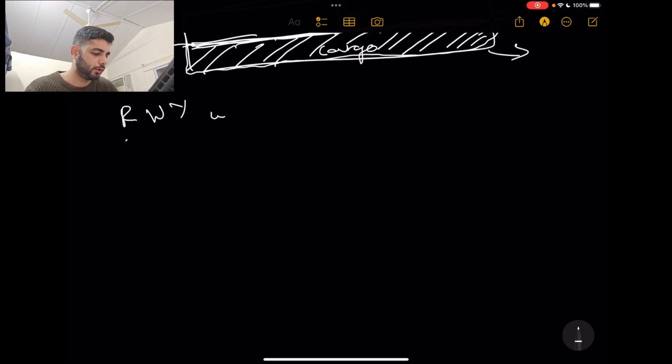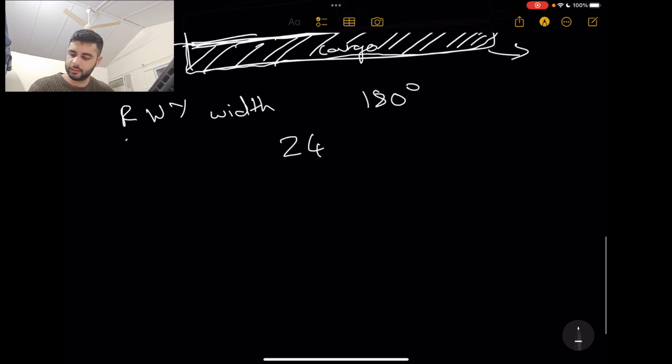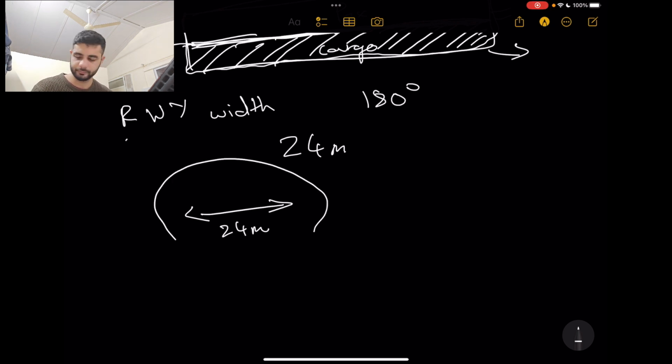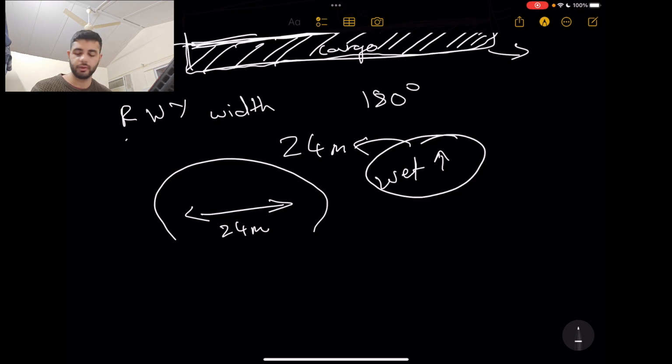Okay, then we have a few basic things about the runway. Runway width: what you need to do a 180. If I need to do a 180 turn, I'll need 24 meters of turn width. For wet runways it's going to be more. If the runway is wet, it'll be more than 24 meters for sure, because friction takes a part in it and your turn radius might increase.